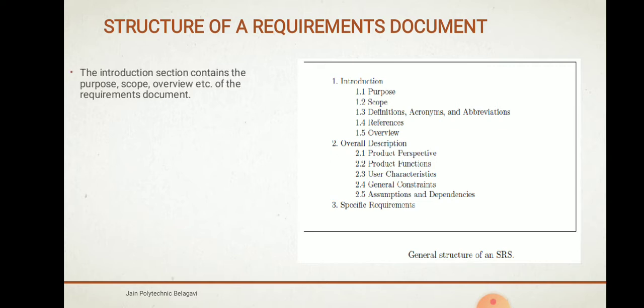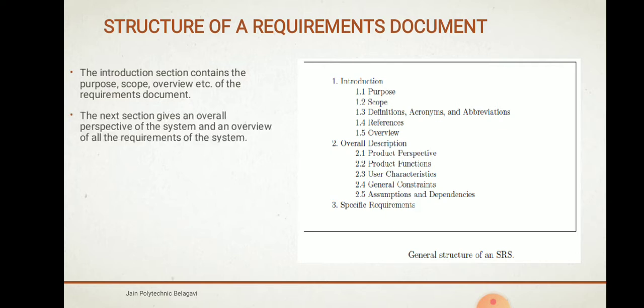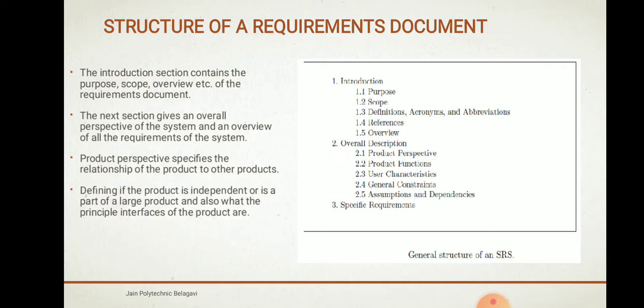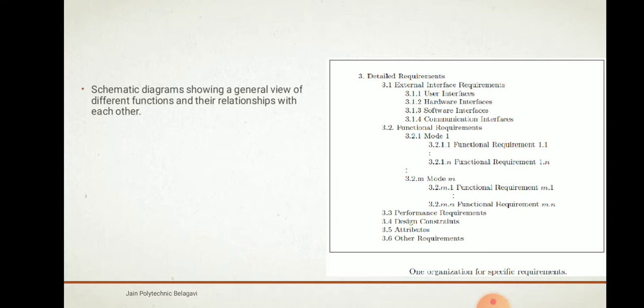Now the introduction section contains the purpose, scope, overview, etc. of the requirements document. The next section gives an overall perspective of the system and an overview of all the requirements of the system. Product perspective specifies the relationship of the product to other products, defining if the product is independent or is a part of a larger product, and also what the principal interfaces of the product are. So it shows a general view of different functions and their relationship with each other. Typical characteristics of the eventual end user and general constraints are also specified, as you can see here.